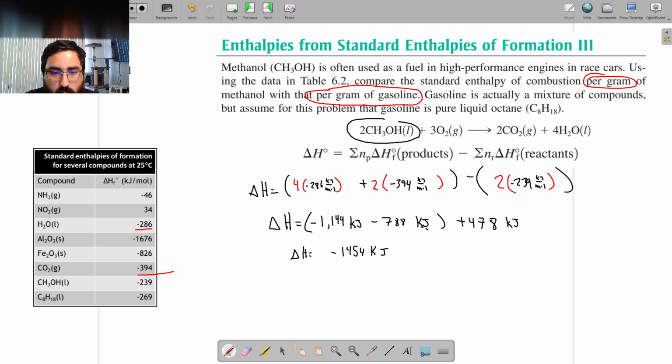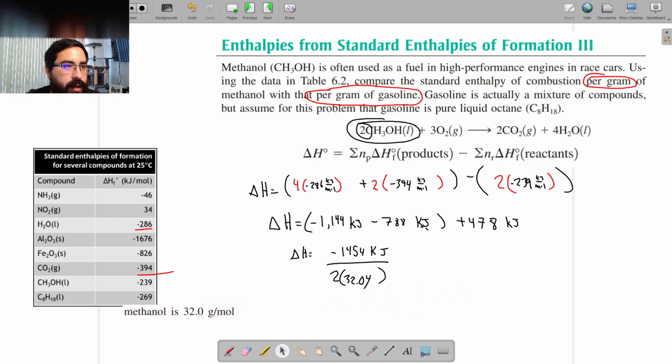Since there's 2 moles of methanol, we got to divide by 2 times the molar mass. So 2 times the molar mass. Why? Because there's 2 methanols, and the molar mass of methanol is 32.04. I had a mistake up here. I had it as 32.0. But so there we have it.